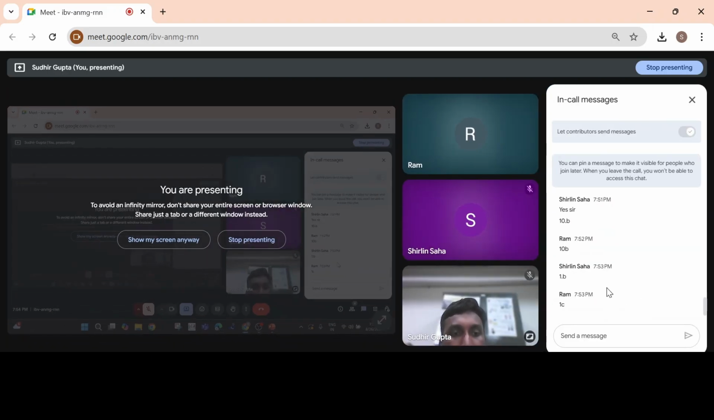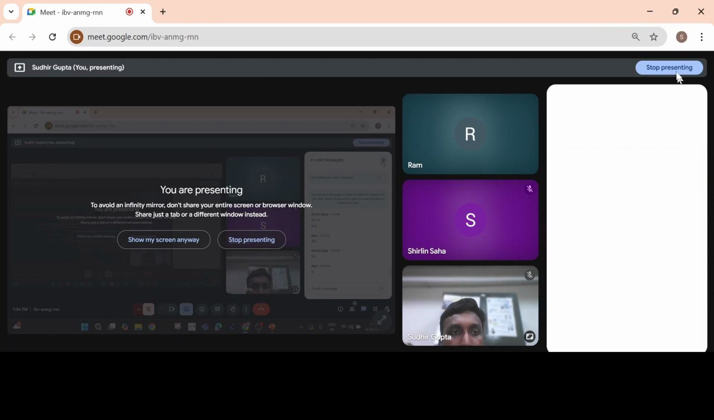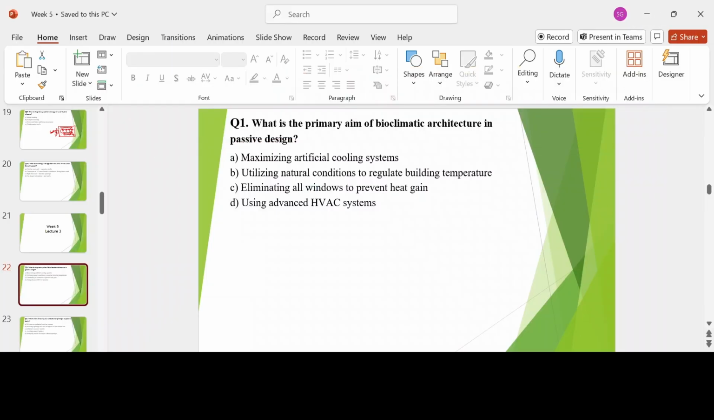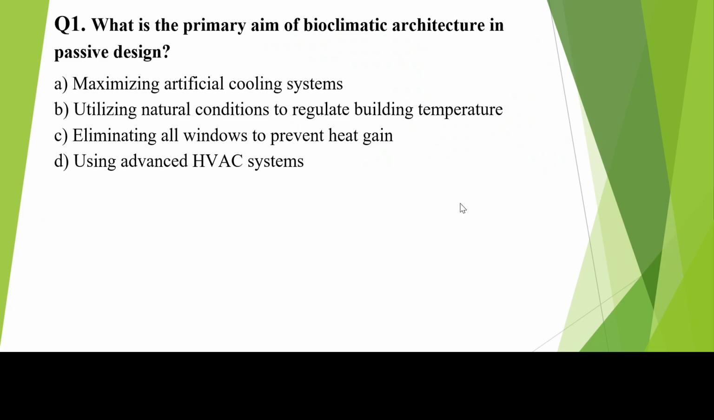So one B has been marked by Celine and one C has been marked by Ram. So let me correct. Any one of you are correct. So let me tell you who is correct for this question, who has marked the correct answer. So option B is the correct answer for this question number 1.